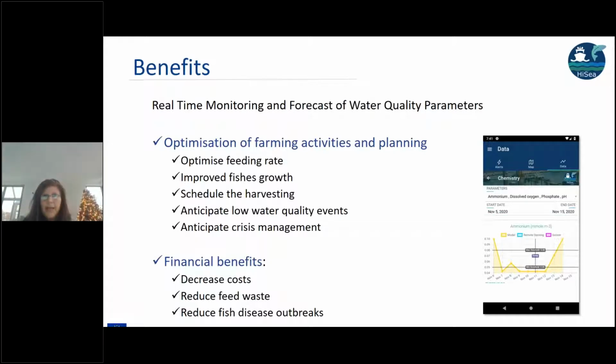Of course, by having information beforehand, you also get financial benefits, as it would decrease the costs of using the service. So there are plenty of financial benefits, and also optimization of the operational forecasting system. That would also be beneficial for reducing feed waste, for example, or for dealing with fish disease outbreaks.